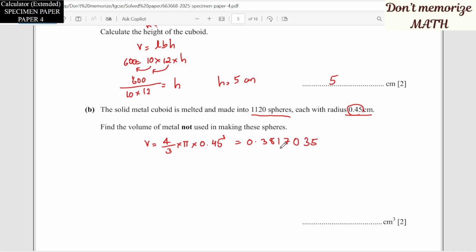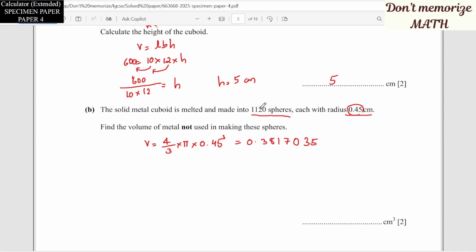0.3817035. Okay, since this is not final answer, don't write your answer like 3SF or 2DP. Okay, this is not the final answer. If it is not final answer, at least 5 or 6 digits you have to write in the decimal place. So here I wrote 7 places. So otherwise just use calculator. You can use the answer button if you are using the same number.